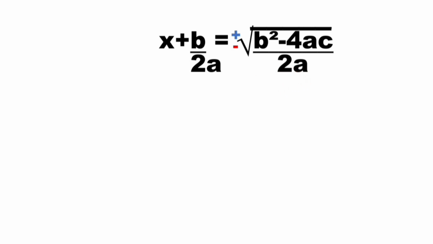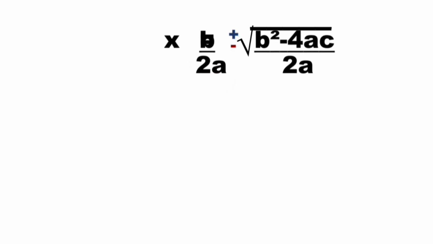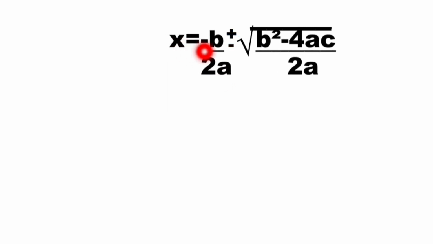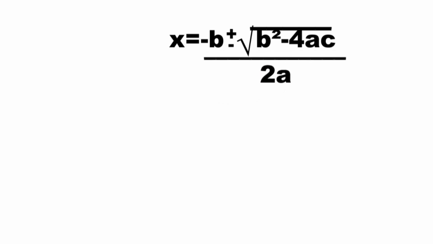Then transpose b over 2a to the right side of the equation. We have now x equals negative b over 2a plus or minus the square root of b squared minus 4ac over 2a. Since we have a common denominator 2a, we can combine this as x equals negative b plus or minus the square root of b squared minus 4ac over 2a. This is the quadratic formula.